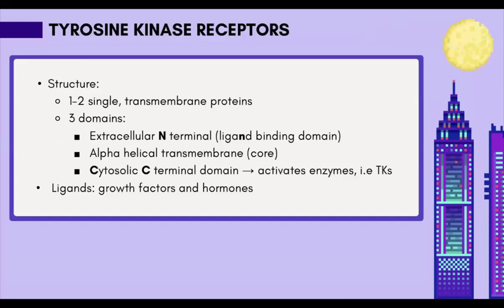So their initial structure, as I mentioned, they're just like a single transmembrane protein. So that just means if this is your cell membrane, then they're just like this. And this is your receptor. And there's 1 to 2 because they're going to form a dimer in between. Now, they contain 3 parts, the receptor itself. So it has 2 terminals and then it has a core.